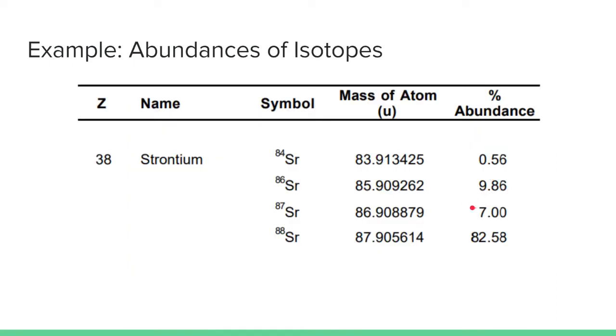Another example of multiple isotopes would be the element strontium. Okay, so we have 4 stable different isotopes. Each isotope has a very, very exact atomic mass in atomic mass units that is determined experimentally. But you can see here that most strontium atoms, or 82.58% of them, are strontium-88. The next most abundant isotope is strontium-86.